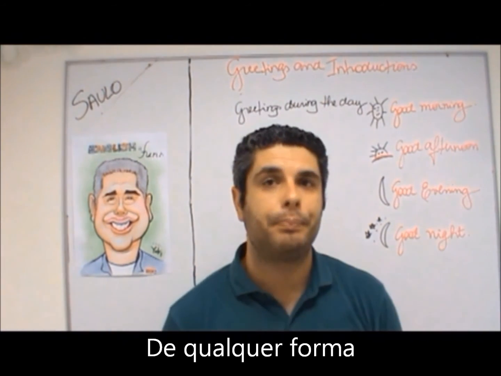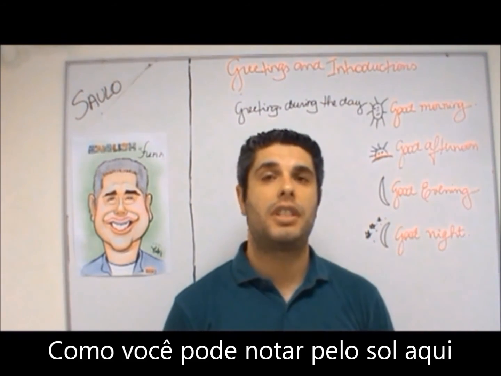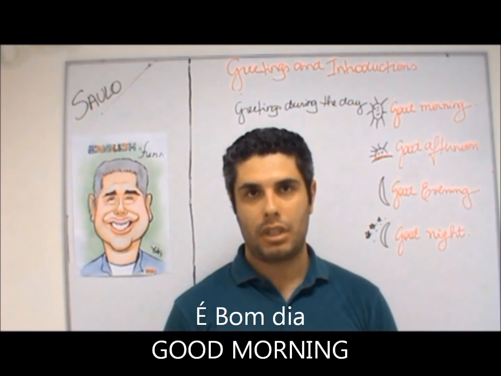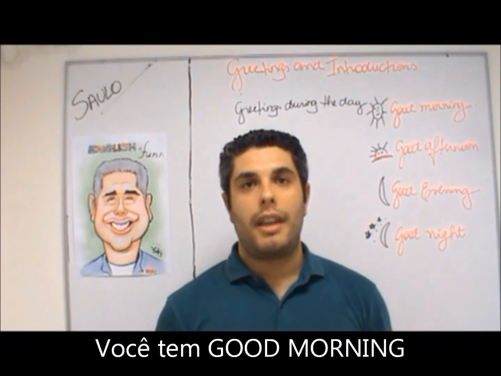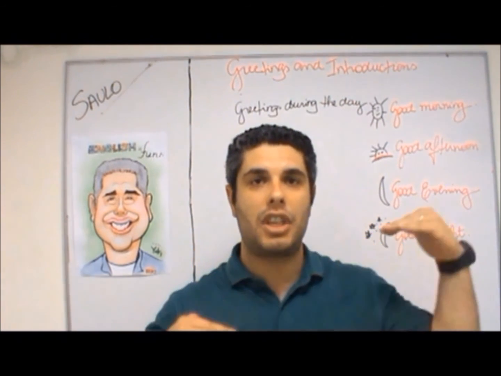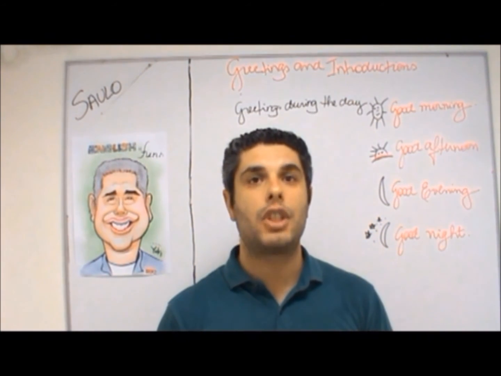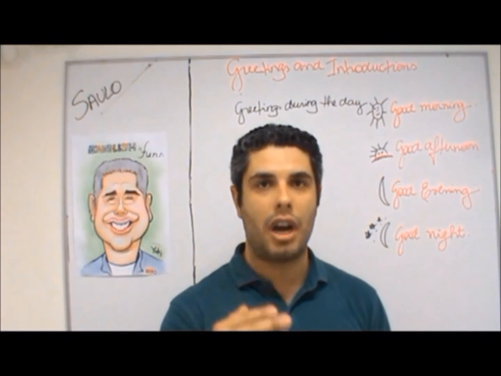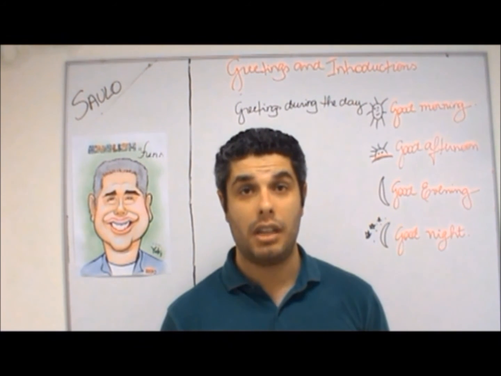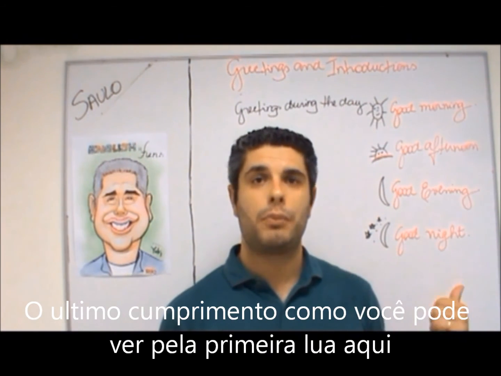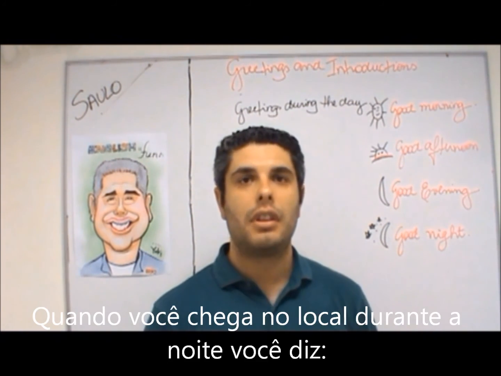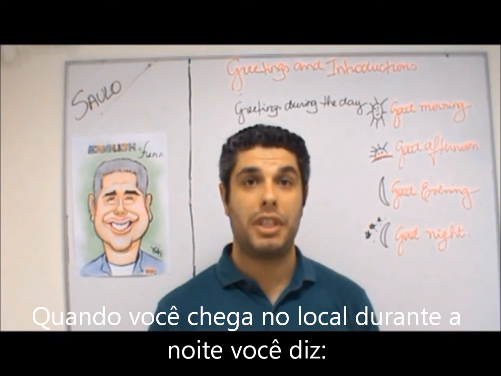But anyways, as you can see the sun here, the first greeting that you have during the day is good morning. You have good morning. And then the second one, in the middle of the day, as you can see the sun in here, you have good afternoon. So good afternoon is the second greeting of the day, okay? And the last one will be good evening. When you arrive in the place during the night, you say good evening.